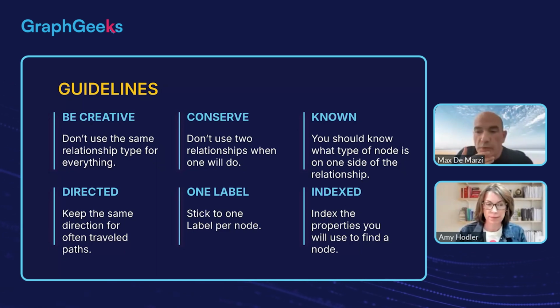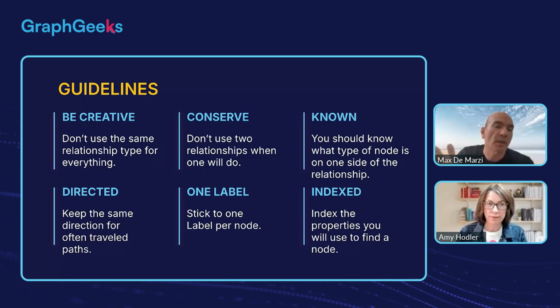Now, you're building complex paths, complex queries. You want to try to keep the relationship direction the same for often traveled paths. And if you don't, it's going to get ugly in how you write your queries.